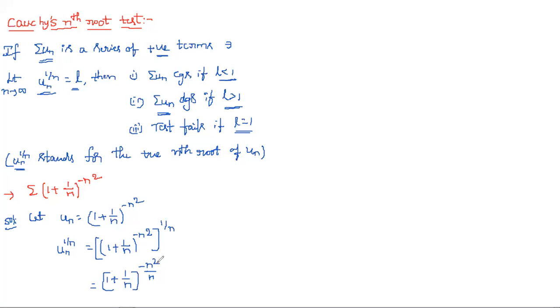So here, 1/n and 1/n cancel. What about the remaining (1 + 1/n) whole power minus n? Now you can apply the limit for this. So limit n tends to infinity of u_n power 1/n is equal to limit n tends to infinity of (1 + 1/n) whole power minus n. This is the one we got for u_n power 1/n.